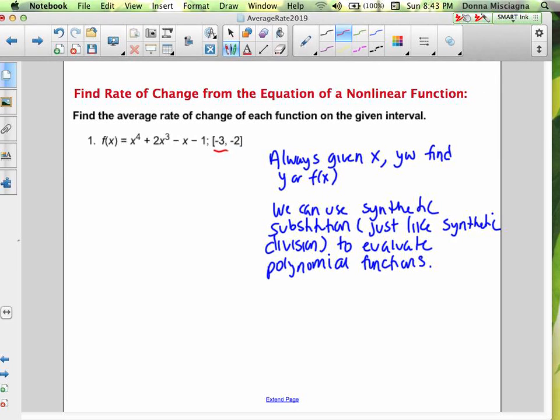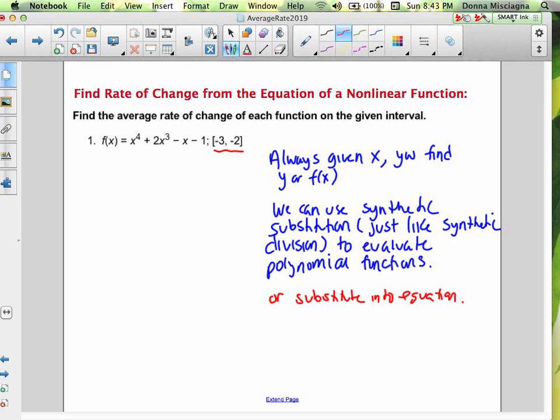When you're given an interval like that, that's not an x and a y, it's not a single point. You're always given x. You find y or f of x, right? So those are two x values. You can use synthetic substitution, which is just like synthetic division, to evaluate polynomial functions, or you can substitute into the equation. Let's do both just so you can see. And by the way, synthetic substitution only works for polynomials.